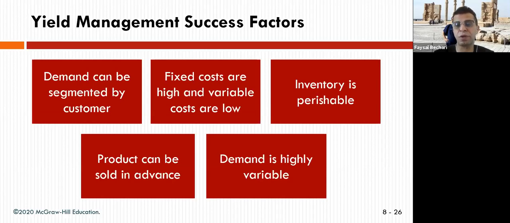Inventory that you have is perishable. Like when the plane flies, if the seat is empty, it's going to be empty. When the day passes by, if the room is empty, it's going to be empty. So this is really perishable. And the product can be sold in advance, and demand is highly variable. It could go really high, for example, during Christmas time or traveling time, and low in the other non-traveling times.